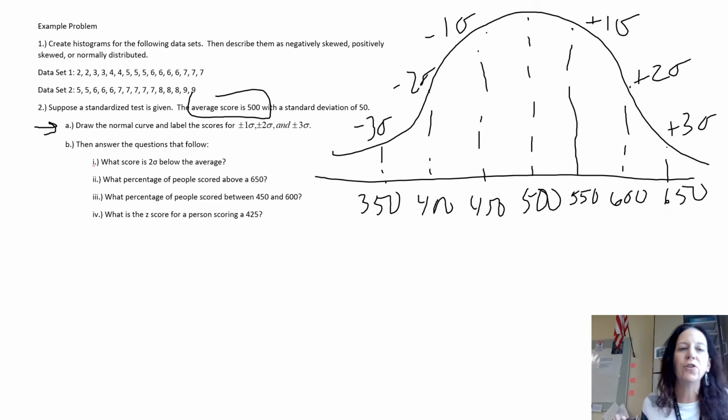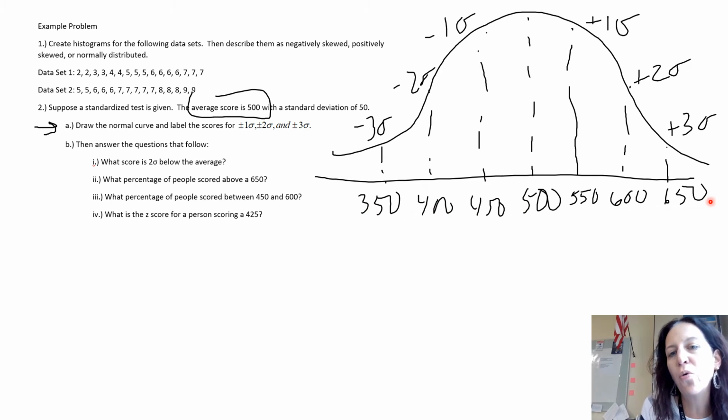Okay, now just so you get used to some of the vocabulary, and if you're doing this before the EOC, that's, I guess, kind of nice. But the way we would talk about this is we would say 600 is 2 standard deviations above the average. So somebody could ask you a question like, what score is 1 standard deviation below the average? 1 standard deviation below, that's going to be 450. So the answer would be 450.